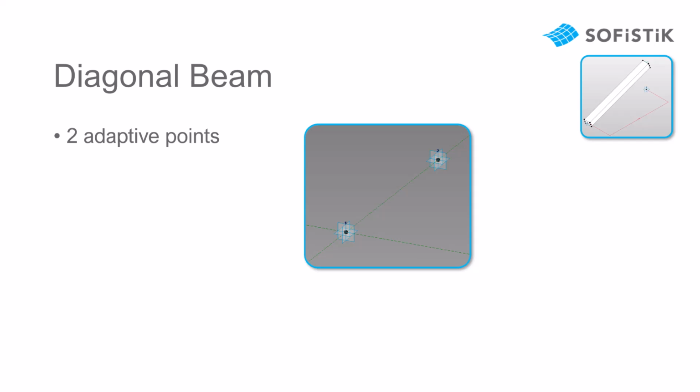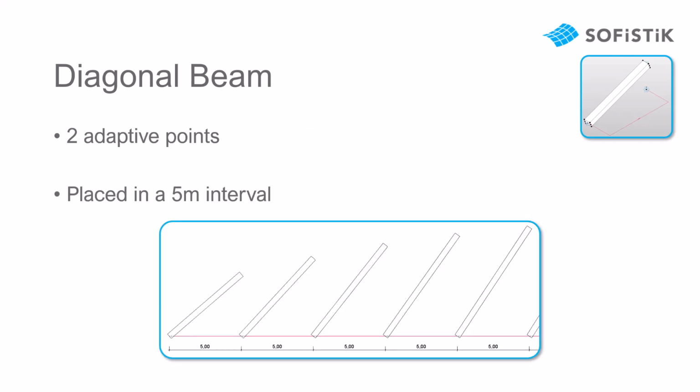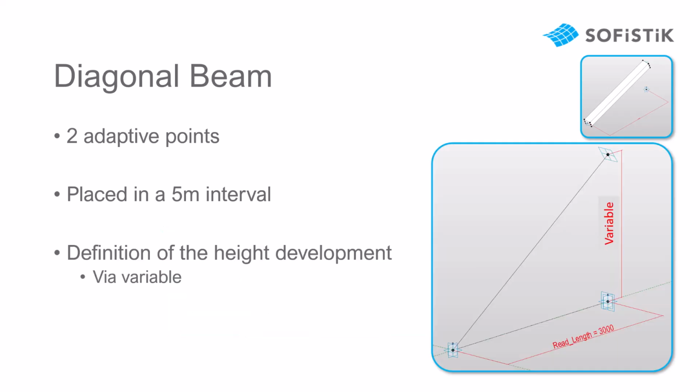These points are located longitudinally to the axis. This means we can, for example, manipulate the height development of the start and end point of our diagonal beam separately along the development of our axis stationing, in this case in a 5 meters interval. There are multiple ways to achieve these kinds of developments along the axis stationing based on the adaptive points.